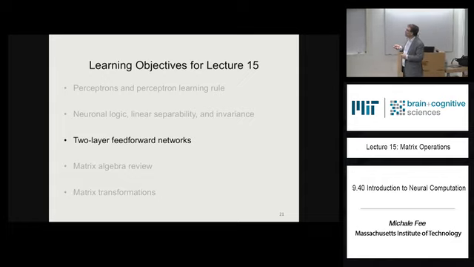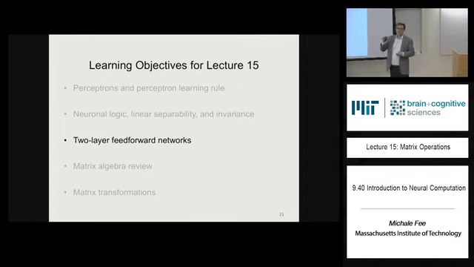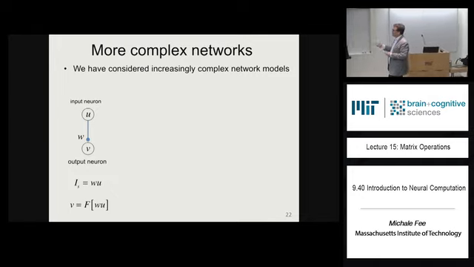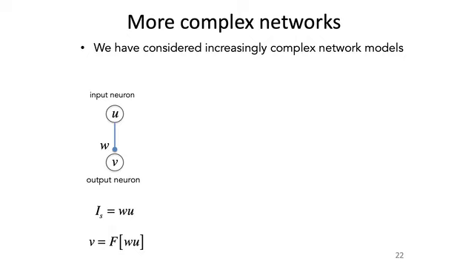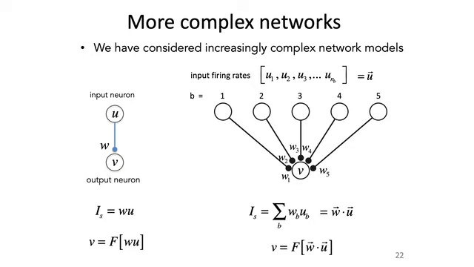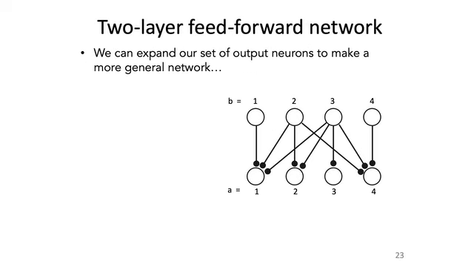Okay, so let's talk about more general two-layer feed-forward networks. This is referred to as a two-layer network, an input layer and an output layer. In this case, we had a single input neuron and a single output neuron. We generalized that to having multiple input neurons and one output neuron. We saw that we can write down the input current to this output neuron as W, the vector of weights, dotted into the vector of input firing rates to give us an expression for the firing rate of the output neuron. And now we can generalize that further to the case of multiple output neurons.